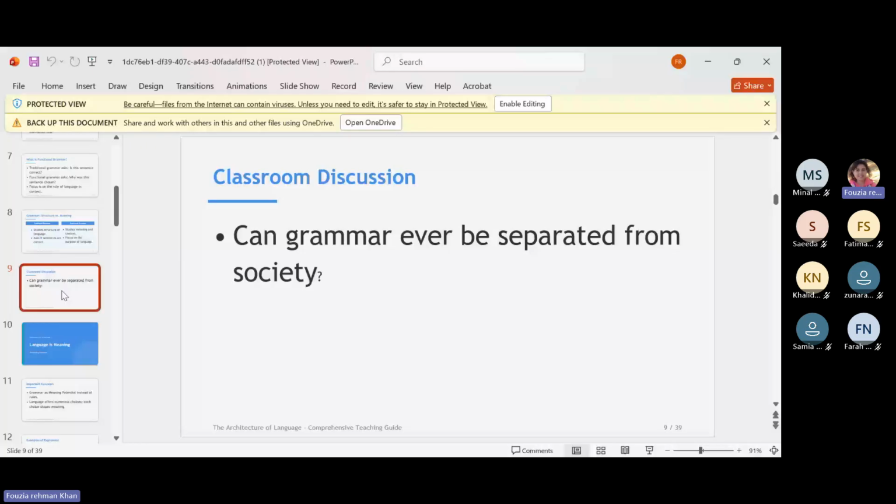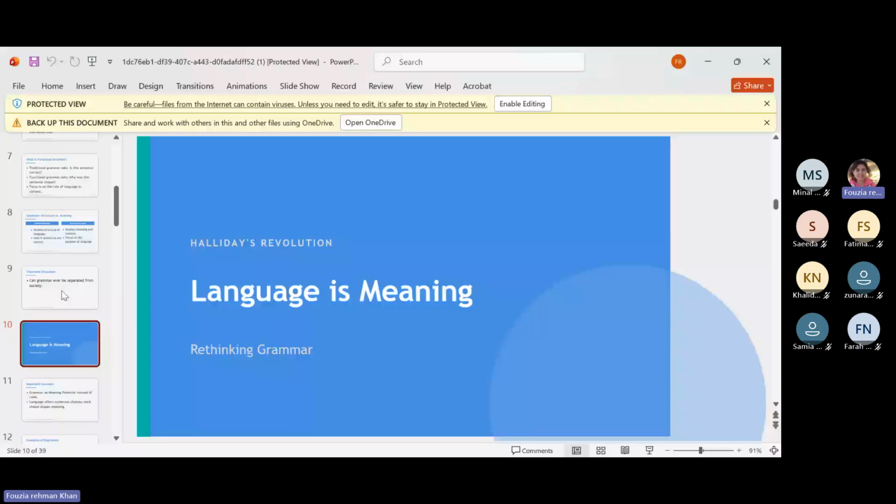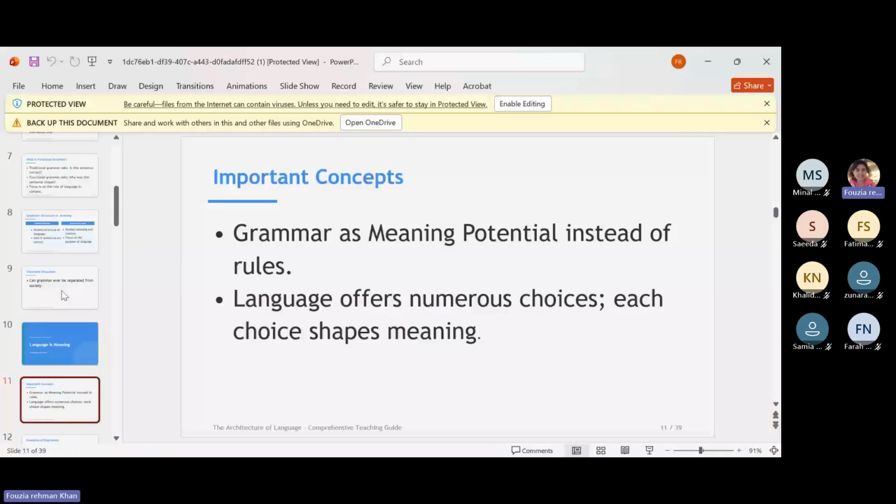Okay, so language is meaning, all right? Without meaning, we have no language. So this is kind of a revolutionary idea by Halliday that language is meaning and language is not just structure. And so, important concepts: grammar as meaning potential instead of rules. Halliday believes that grammar... How do we define grammar? Grammar are the rules of language, as simple as that. If you have a simpler definition of grammar, we can share it also. But grammar basically are the rules of language. Rules of language are called grammar. Now, what functional linguistics sees from the perspective of systemic functional linguistics, we see grammar as meaning. It has a meaning potential, not just rules.